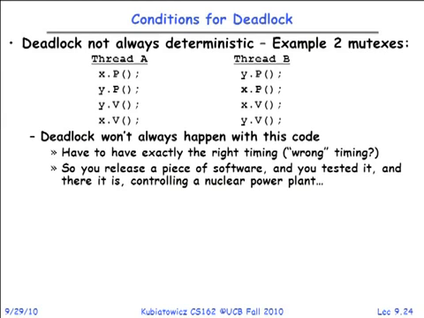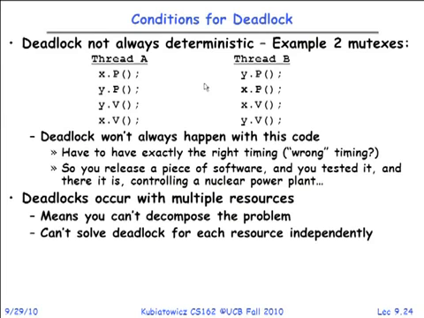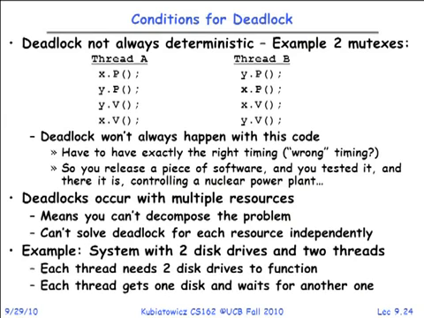So one thing is deadlocks always occur with multiple resources, which means that you can't really decompose the problem into smaller ones and find the deadlocks. You have to go head on with the two threads and the two resources in order to detect it. Here's a simple example. You've got 2 disk drives, 2 threads. Each thread needs 2 disk drives to function. Each thread gets 1 disk, and then they go to try to get the other one, and they're deadlocked. We need to have multiple resources and multiple threads to even get into that deadlock. If there was only 1 thread, you'd never deadlock. If there's only 1 disk, you'd never deadlock.